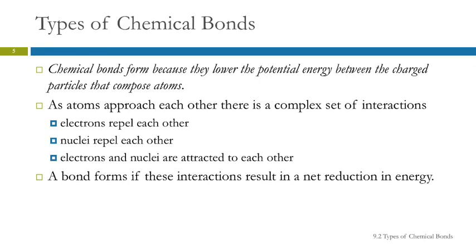The electrons repel each other, the nuclei repel each other, but the nucleus of one atom is attracted to the electrons of the other, and vice versa. And so we've got this kind of balance of power thing that has to happen. A bond will form if those interactions result in a net reduction in energy. Then a bond will form. If it doesn't lower the energy, they're not going to stick together.